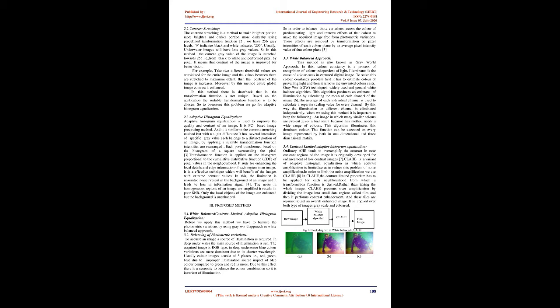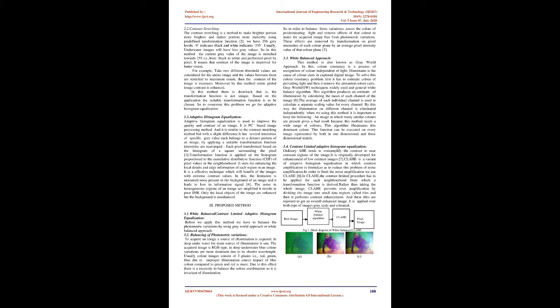2.3. Adaptive histogram equalization. Adaptive histogram equalization is used to improve the quality and contrast of an image. It is a PC-based image processing method, and it is similar to the contrast stretching method but with a slight difference. It has several intensities of specific gray value, each belongs to a distinct portion of an image. By applying a suitable transformation function, intensities are rearranged. Each pixel is transformed based on the histogram of a square surrounding the pixel.